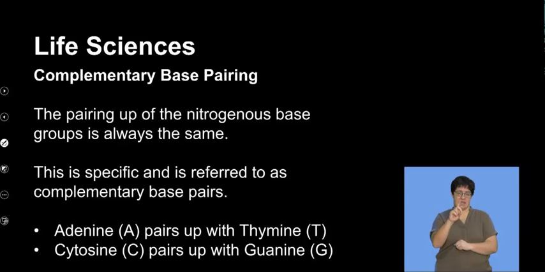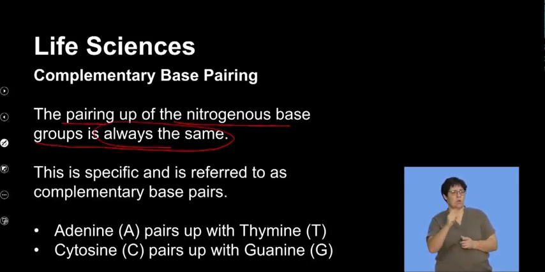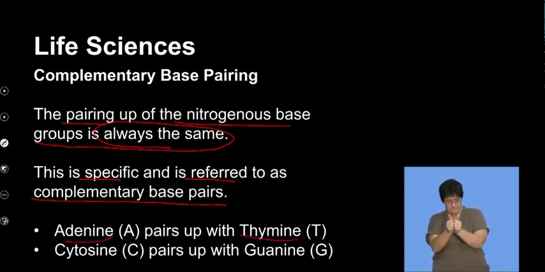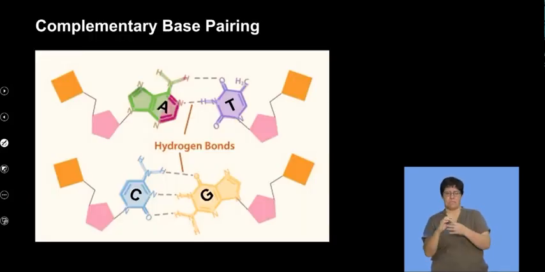So let's unpack that. So these base pairs of nitrogenous bases always pair up in a similar complementary pattern. This is specific and is referred to as complementary base pairs. I'm going to pause here and give you a chance to look at what I mean by this. Essentially, your complementary base pairing refers to the following: that in a base pair, adenine will always pair up with thymine, and likewise, cytosine will pair up only with guanine. Now let's try and understand that in the context of a diagram.